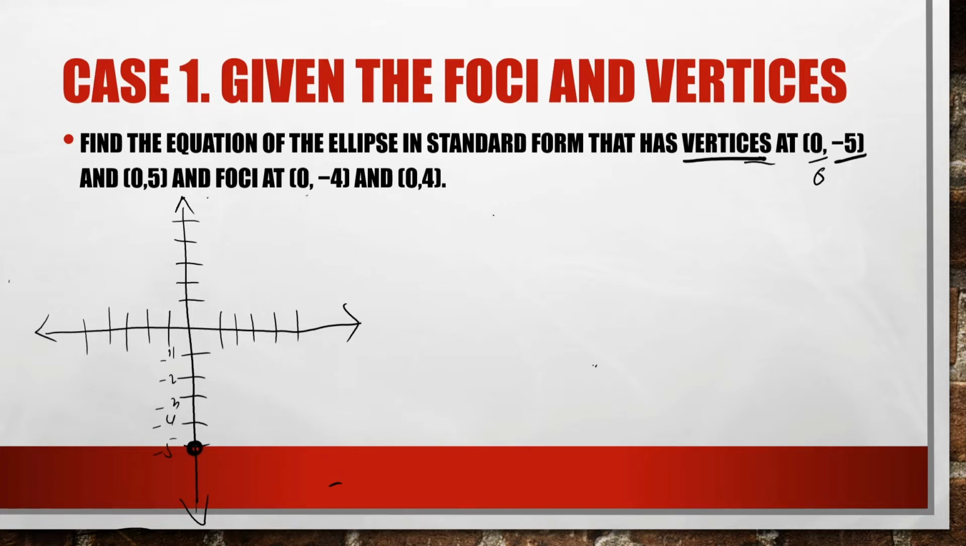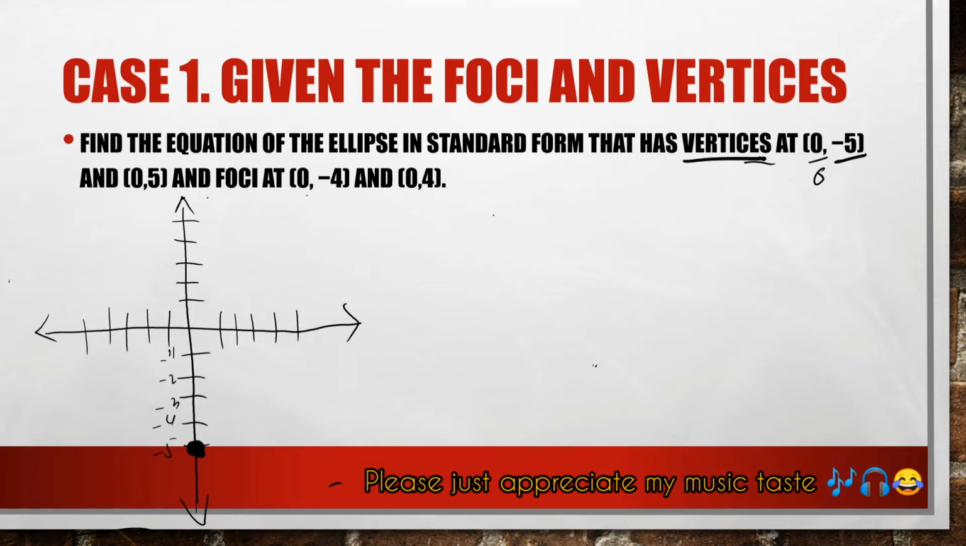So, ito yung unang vertex. And then, yung pangalawa is (0, 5). So, 1, 2, 3, 4, 5. So, dito, ito yung major axis, dahil ito yung vertices. And then, yung foci, (0, -4).